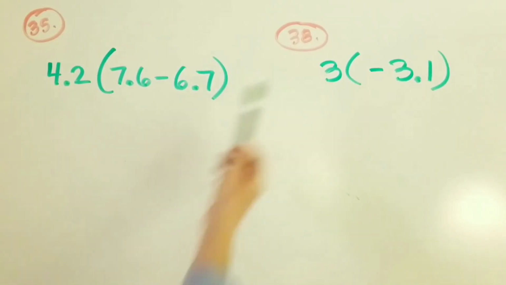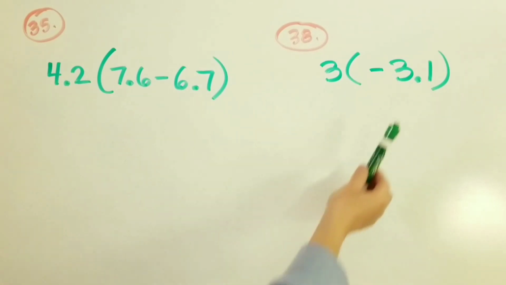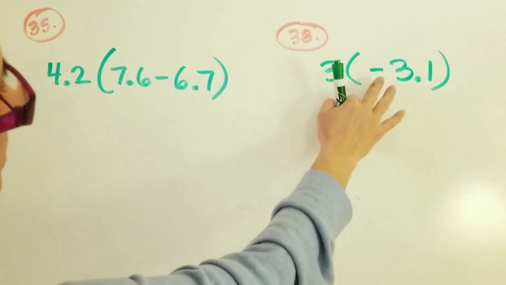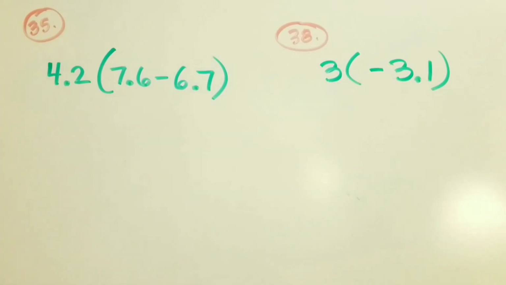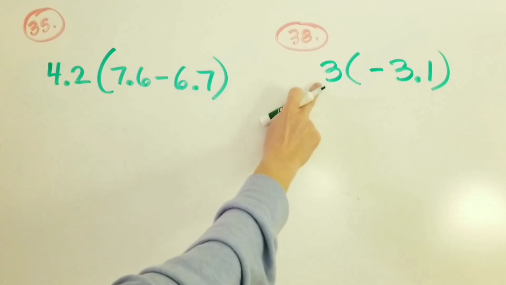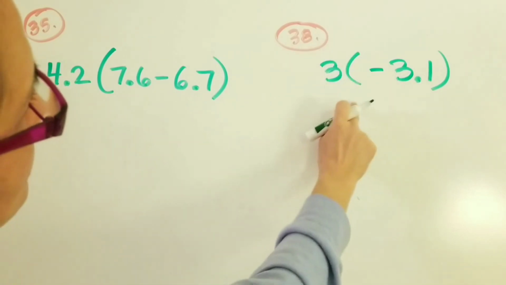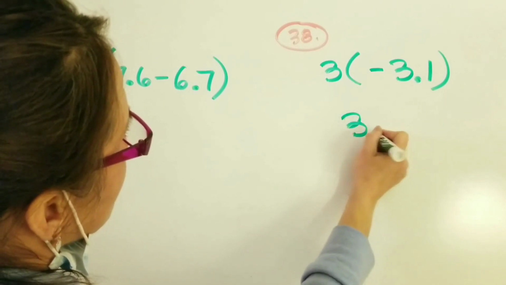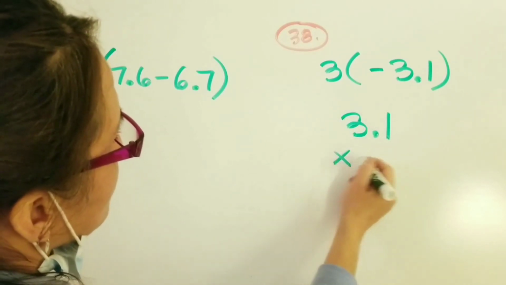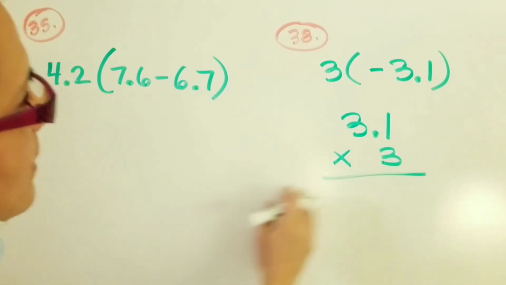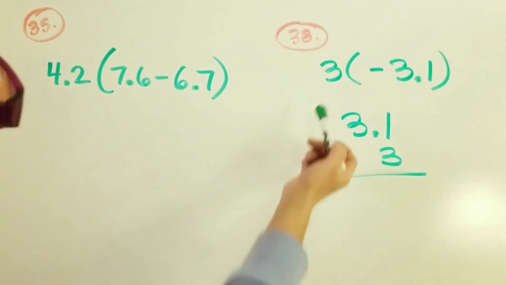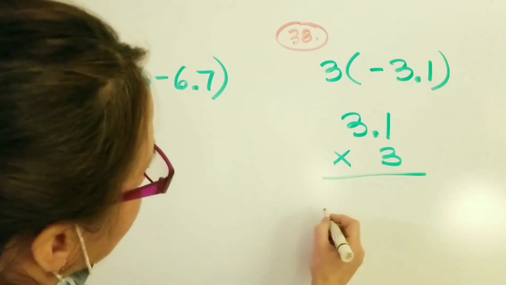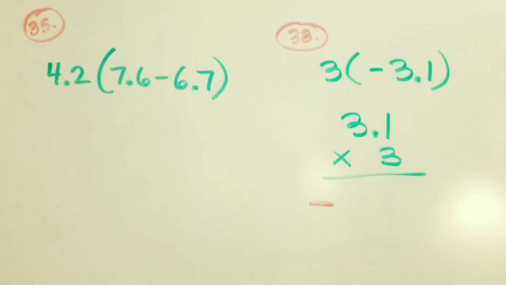When you get to number 38, there's nothing to work out in this parentheses. It's just the number negative 3.1. So you're going to multiply this positive 3 times a negative 3.1. So you could set up your problem like this. 3.1 times 3. Okay? And then when you multiply a positive times a negative, you're going to get a negative answer. Okay, that's my hint for you there.